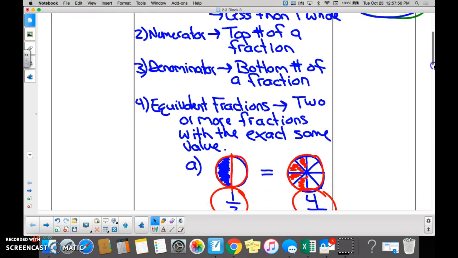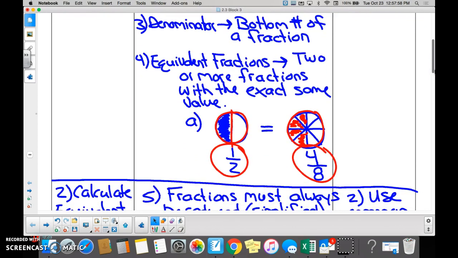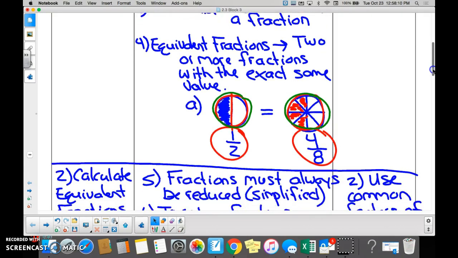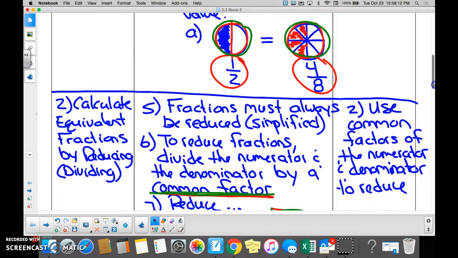Remember my pizza example? Yes. Does it make any difference if I eat 1/2 of a pizza or 4/8 of a pizza? No. It's the exact same amount of pizza, right? Yes. It just looks a little bit different in the numbers. Cool? Sliding down, calculating equivalent fractions.